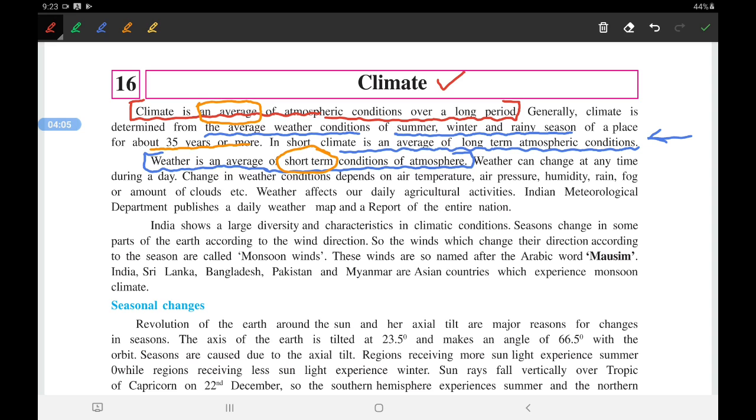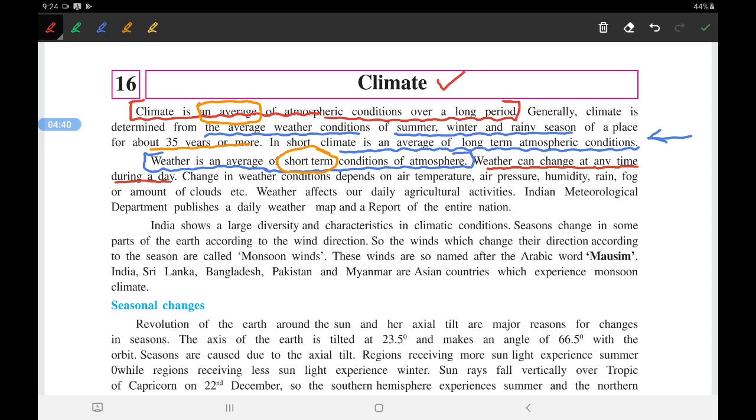Now say weather can change at any time. This is very important. Weather can change at any time during a day, like during monsoon. Suppose in the morning you have beautiful sun, suddenly at noon it starts raining, drizzling, and at the end of the day you have a cold wave, right? So the climate is not changeable, but weather can change at any time.